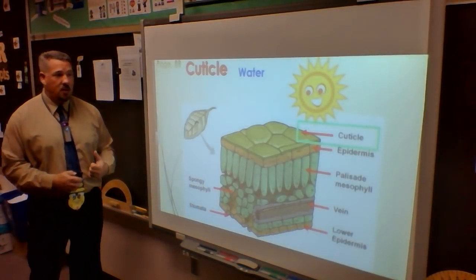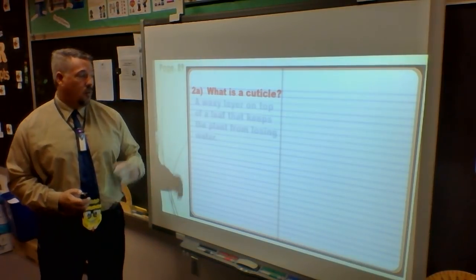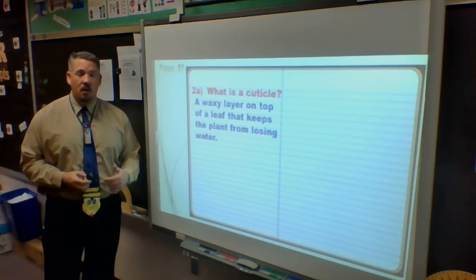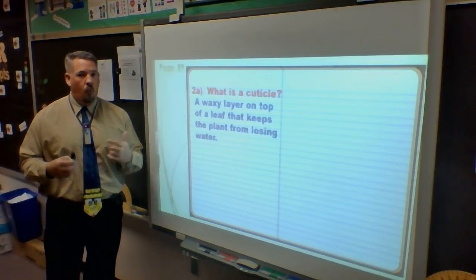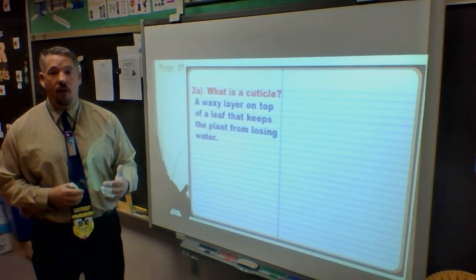And that's going to be talking about our first answer. What is a cuticle? Well, a cuticle is a waxy layer at the top of a leaf that keeps the plant from losing the water. Water is vital to a plant's life. Can't have photosynthesis, so it can't have food without it.